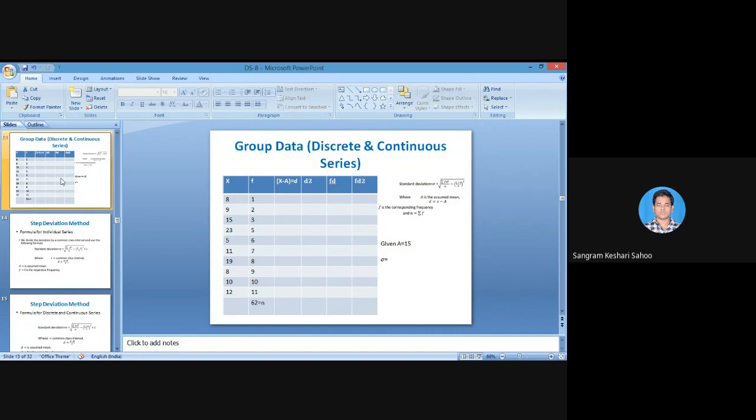Okay, fine. Next, you have to calculate the deviation. Deviation means x minus a, where a stands for your assumed mean, that is given as 15. So let's calculate x minus a. In case of the first row, 8 minus 15, that equals minus 7. Moving to the second row, minus 15, that is minus 6.